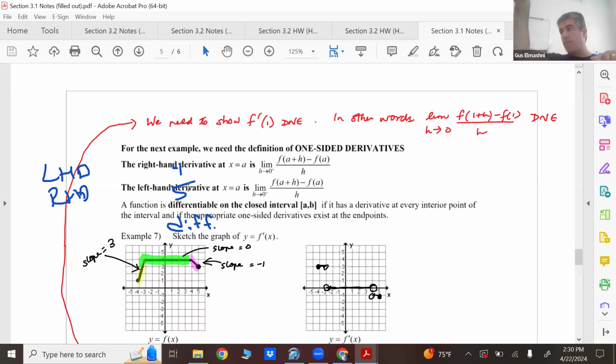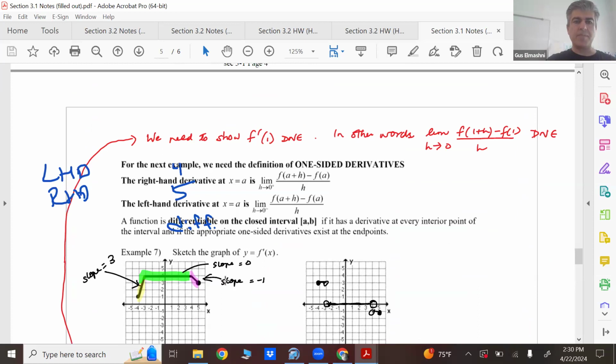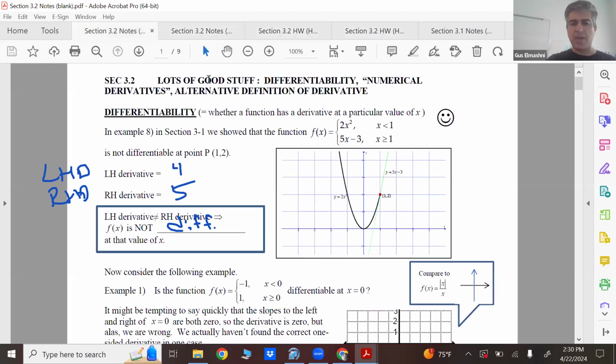So you have your point a comma f of a, then h is negative, it's less than 0, so it's 0 minus. So a plus h is a little bit less than a. So you have that as well, and there you go, that's your LHD, right? So that's how we calculate, in case you guys forgot.